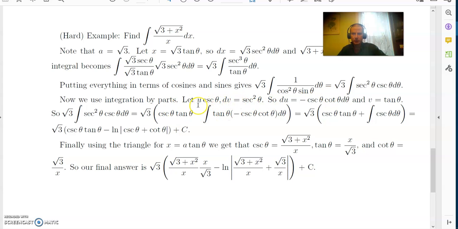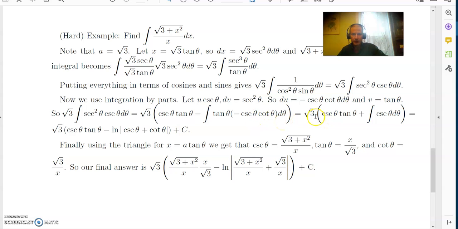A bit of a typo here, but we let u equal cosecant theta, so dv is secant squared theta. And that means when you take the derivative of cosecant theta, we get that du is minus cosecant theta cotangent theta d theta. And since dv is secant squared theta, v equals tangent theta. That's why I liked choosing dv to be secant squared theta. So, using the integration by parts formula, our integral is equal to square root of 3 times our uv, which is cosecant theta tangent theta, minus the integral of v du. So minus the integral of tangent theta times minus cosecant theta cotangent theta d theta.